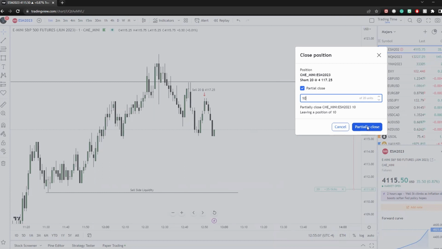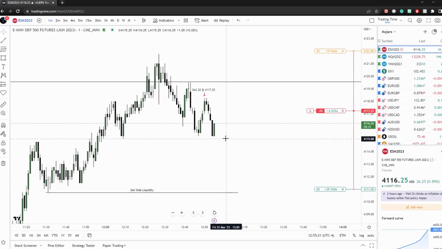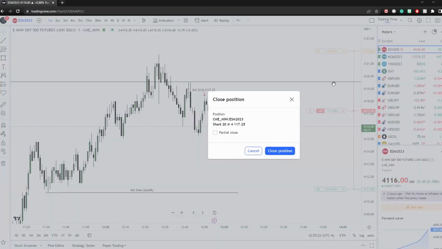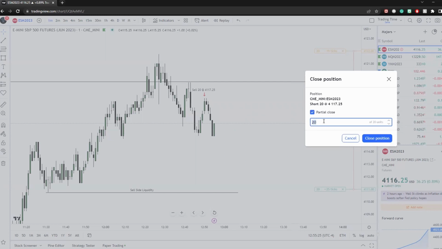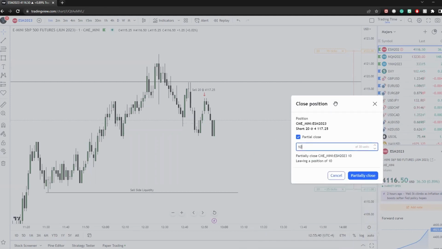Okay. Stop here. Wanted to really push through it before I took partials. I'm holding it. Just watching it. So this is an example of a very, very quick trade.